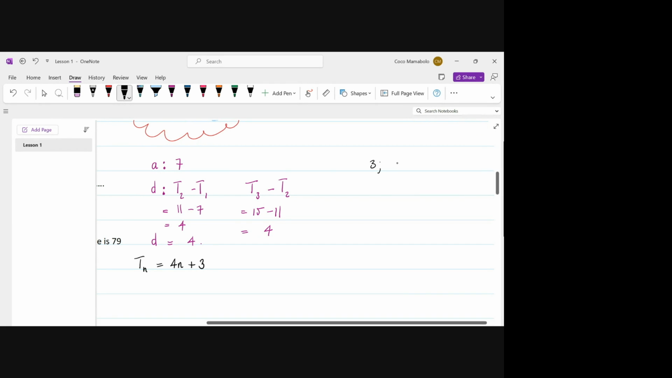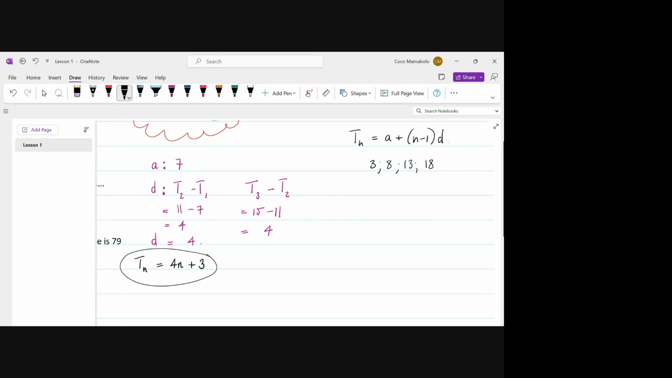Let's make it a nice, easy one so that you guys can try your hand at it. 3, 8, 13, 18. All right, so I want you guys to find me the general formula. So I want you to find me something like this. So we're going to have Tn equals A plus open bracket n minus 1 d.